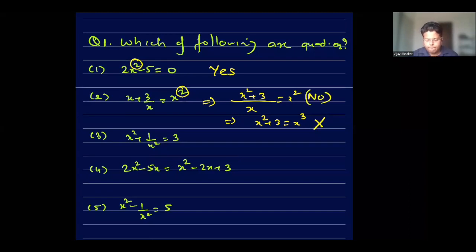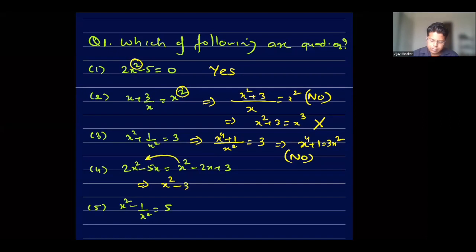Okay. Third one, again same thing. I have to take LCM. When I take LCM, I'll get x4 plus 1 equal to 3. Rearrange it, so we'll get x square plus 1 equal to 3x square. So again, this is not a quadratic equation because the power of the variable is 4. Fourth part. In the fourth part, I rearrange. I bring all the x square terms to one side and shift this to this side. Minus 3x minus 3 equal to 0. Yes, it is a quadratic equation. Correct? Because the variable power is 2.